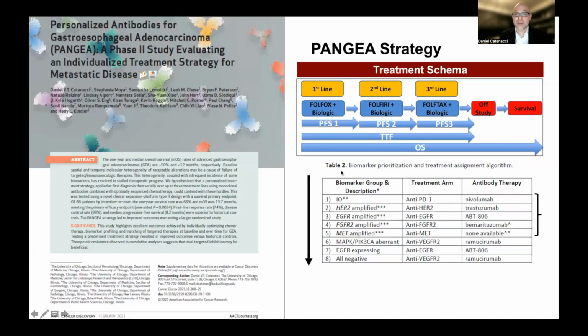So what was done was, at baseline, all primary tumors were biopsied and metastatic tumors were biopsied. This is not standard to go and seek a metastatic biopsy intentionally.